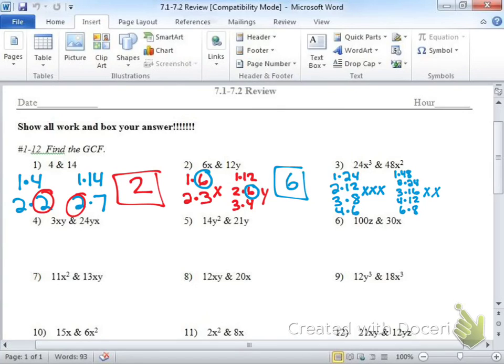So let's go ahead and look at the numbers first. The largest number that they both have in common is 24. And then circle the X's. You can go in pairs if you want. So right now I have 24 and X times X. Well, X times X is X squared.